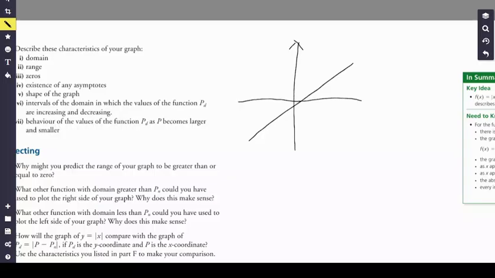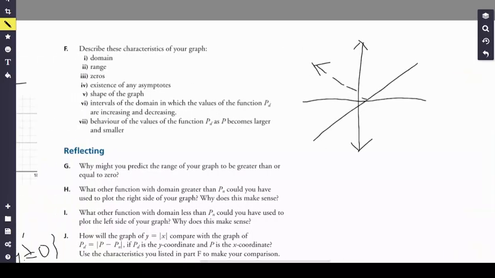This is our axis. So it looks like one linear function, but just as the point crosses the x-axis, it gets bounced off. Instead of going down, it goes up. It got bounced off the x-axis and goes up now. This is the shape of the graph. Intervals of the domain on which the function is increasing and decreasing.